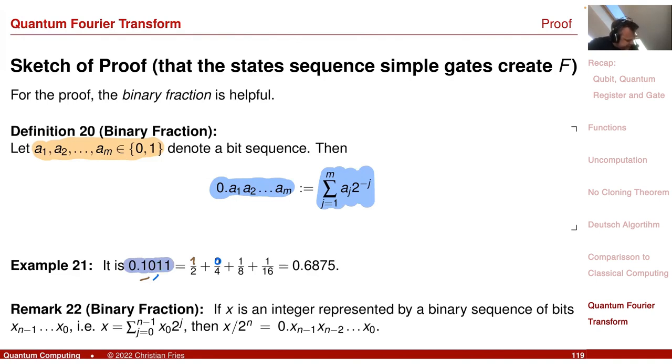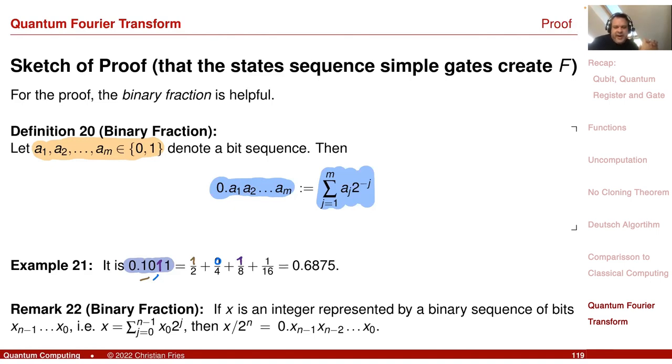Oh, maybe take another color. This one here is 1/8. Yeah? So it's a binary fraction. Yeah? Instead of going 2 to the power of j, it goes 2 to the power of minus j. And that would just be the representation of the number 0.6875. It's a discretization of the numbers between 0 and 1, 1 not included.